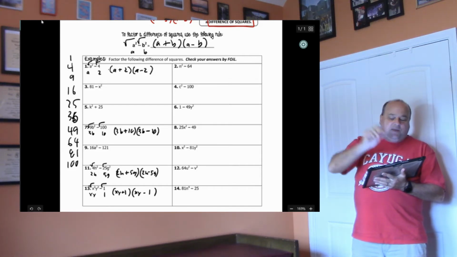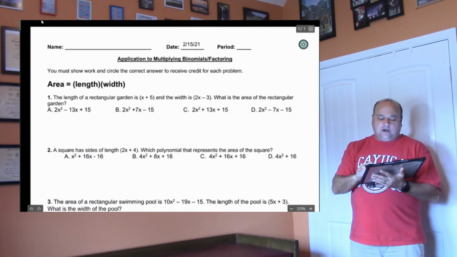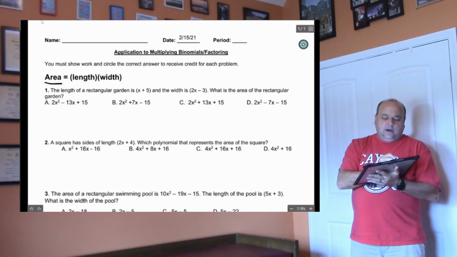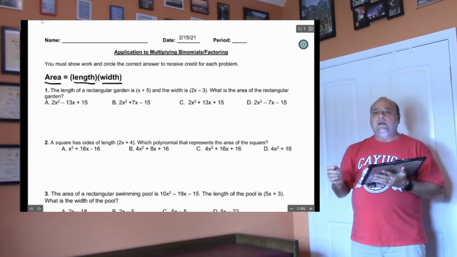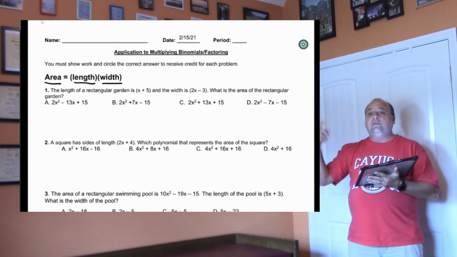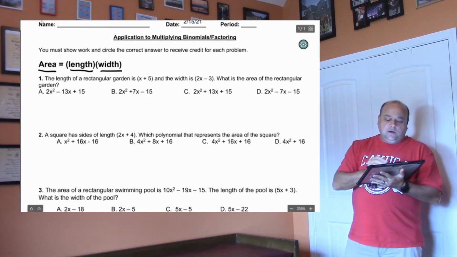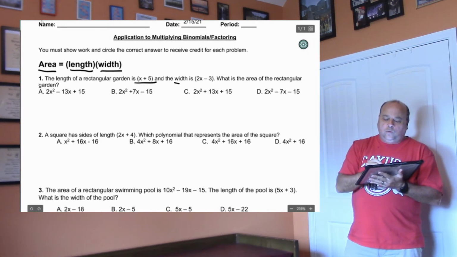Now then, the application problem of this. Okay, this is on the back of your paper. Remember, area equals length times width. If I know my length and width, I'm going to multiply. If I know the area and the length, or the area and the width, I will divide, okay? So let's go to this one. The length is this, the width is this.